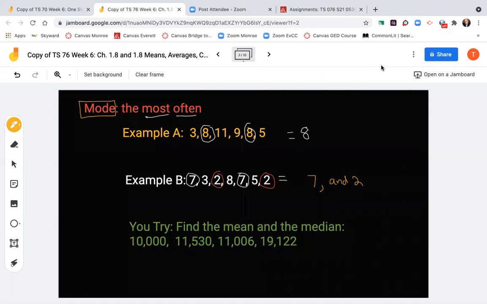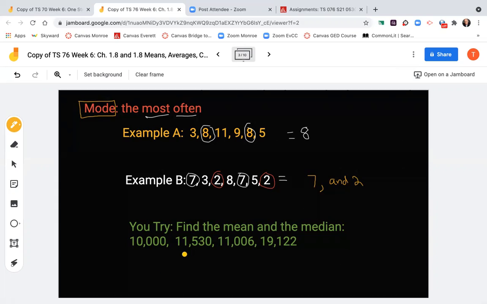Okay, we're looking at this example in the bottom of the page. You're trying to find the mean, which is the average of 10,000, 11,530, 11,006, and 19,122. Punch them each one separately in your calculator using the plus sign each time. Press enter, get an answer, divide by, looks like there's 4 numbers. There's your mean, okay? Your median number is your number in the middle.